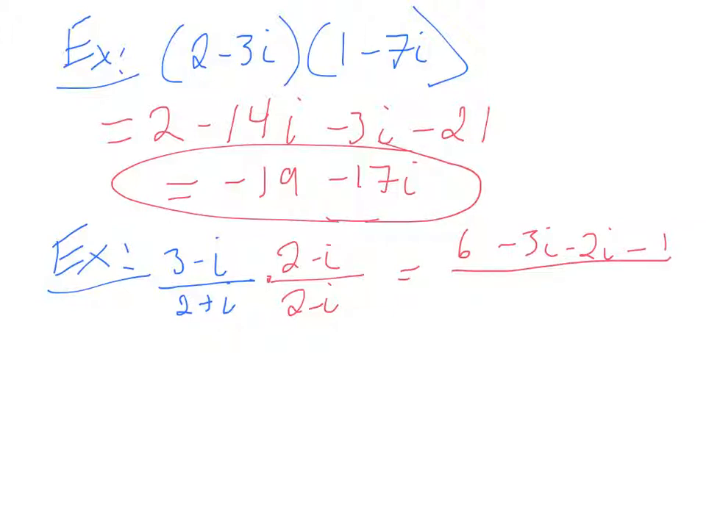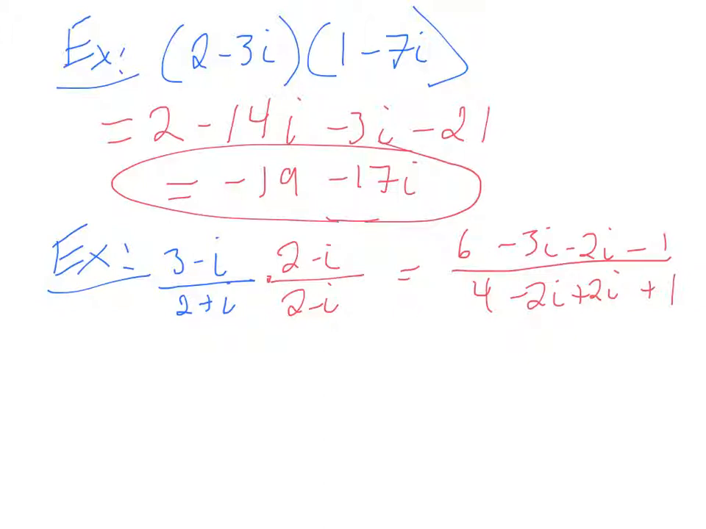First, for the one on the bottom, is 4. Outer, negative 2i. Inner, positive 2i. And last is going to be positive 1, right? Positive i times negative i is always positive 1.